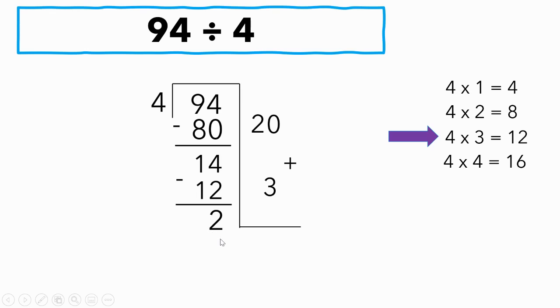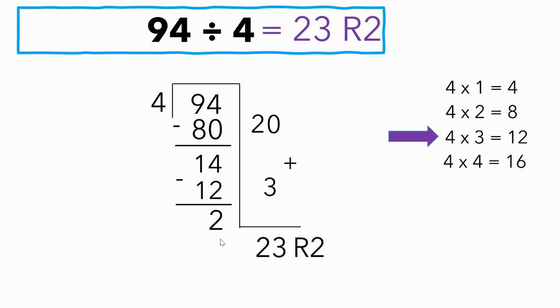The last step is to add the numbers to the right to see how many are in each group. 20 plus 3 equals 23, but don't forget the remainder. The remainder is 2. So 94 divided by 4 equals 23, remainder 2.